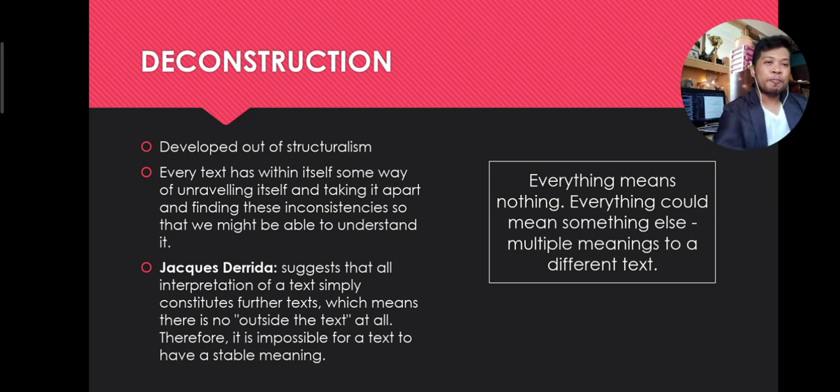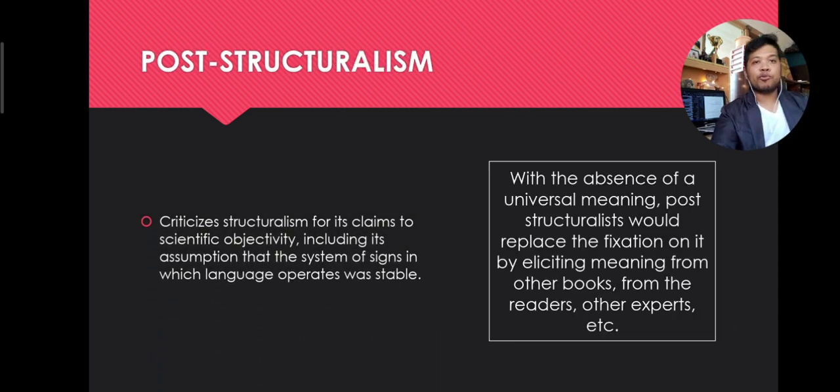Sounds about right. Let's go to our last topic, which is post-structuralism. Now, with post-structuralism, it criticizes structuralism and its claims to scientifically objectify a particular work of art, including its assumption that the system of signs in which language operates is stable and is universal. So this is the continuation of structuralism, post-structuralism.